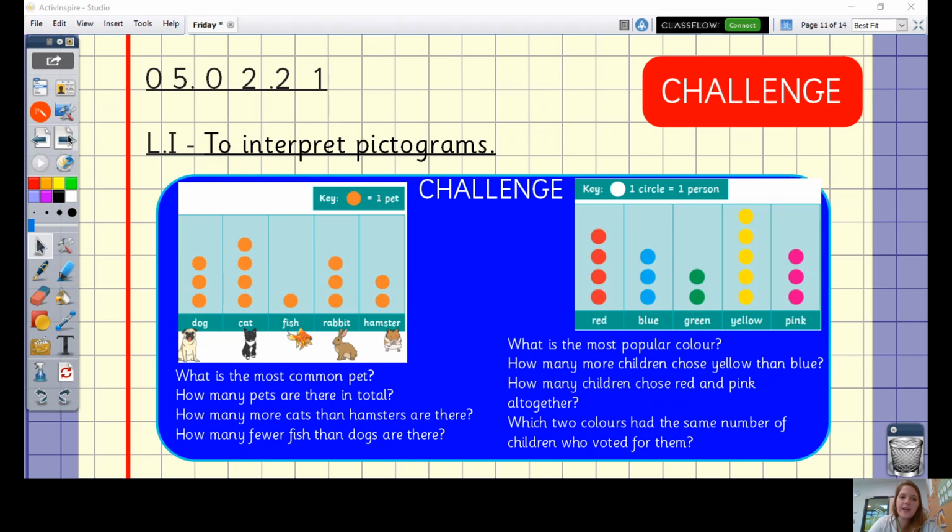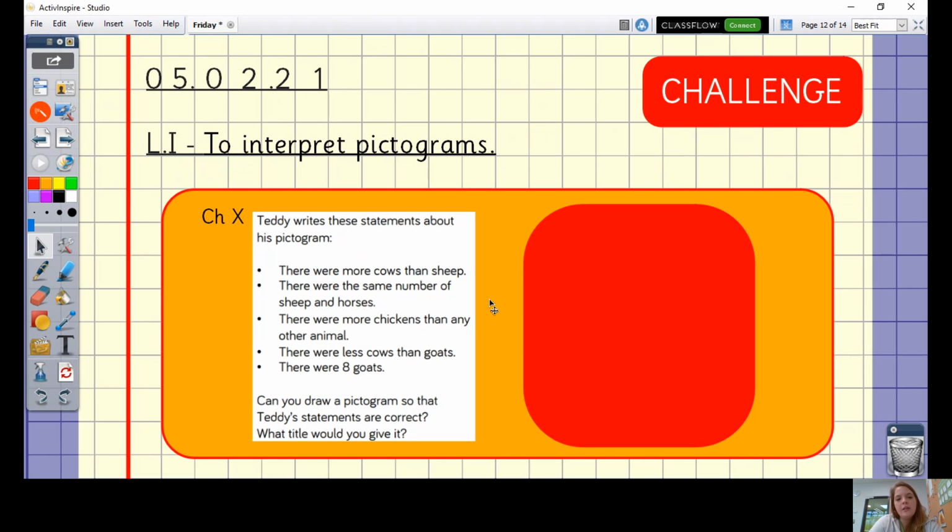So there is a challenge X if you'd like to stretch yourself further. I'm just going to read you out the challenge X now. Teddy writes these statements about his pictogram. So Teddy's drawn a pictogram, but he's writing these statements about it. There were more cows than sheep. There were the same number of sheep and horses. There were more chickens than any other animal. There were less cows than goats, and there were 8 goats. So using those statements, I'd like you to have a go at drawing a pictogram.